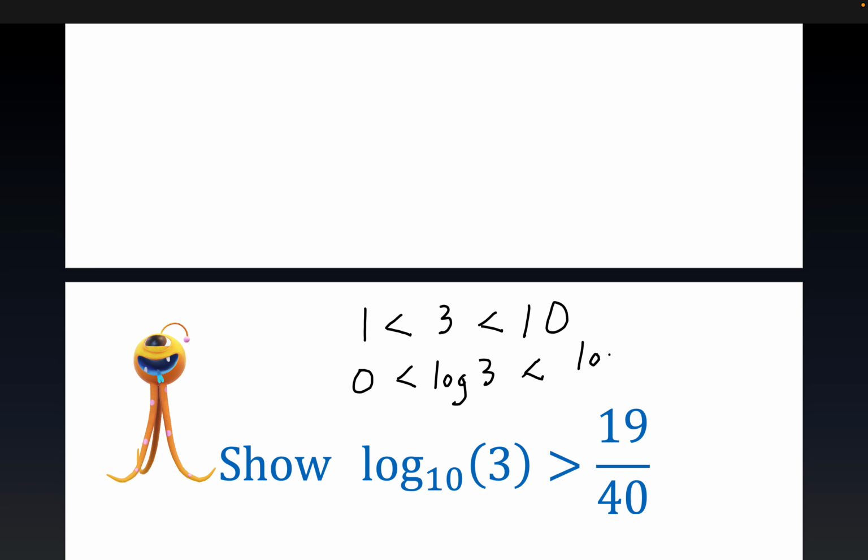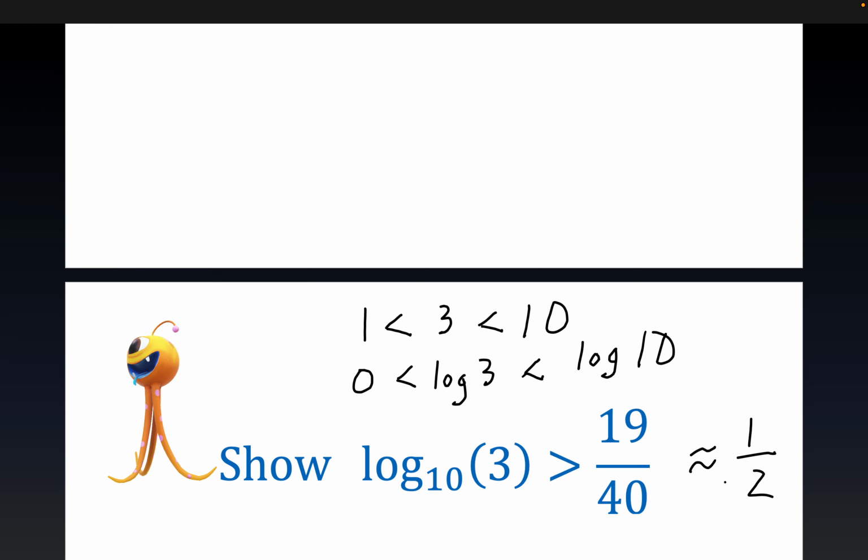Now, this doesn't help us too much. It just gives us a sense of what's going on. We know this number has to be somewhere between 0 and 1, right? And it is, but it's pretty close to 1/2. So you can tell that the logarithm is not linear in any sense. 3 is closer to 1 than 10, and yet the logarithm is approximately 1/2, right? But anyway, let's get busy showing the inequality.